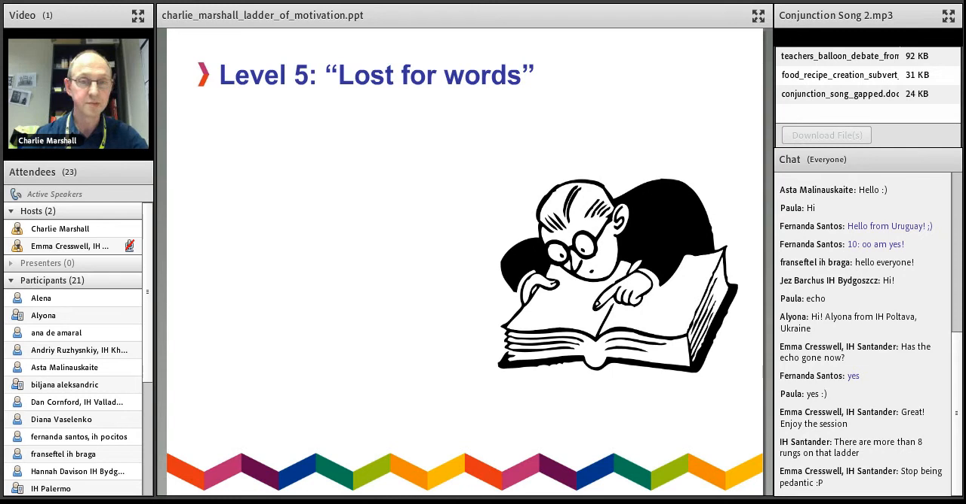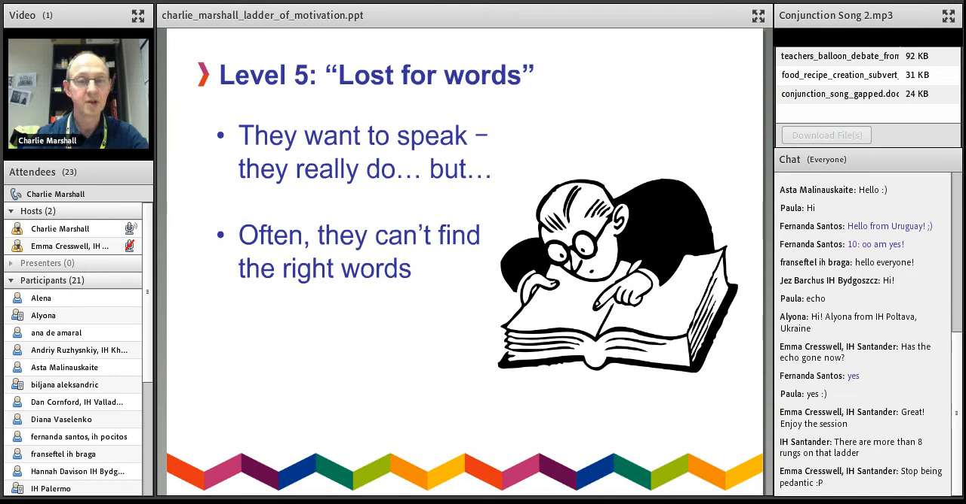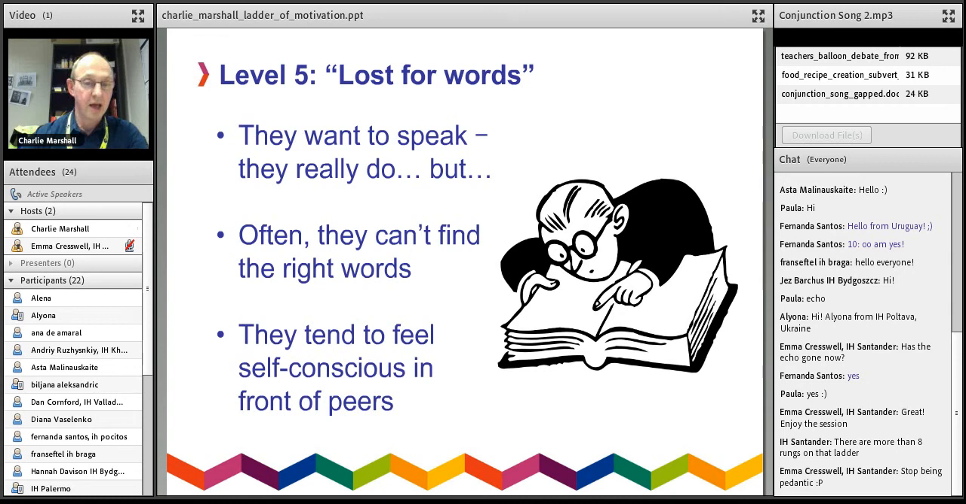I've called lost for words, and these are people who are genuinely motivated. They do really want to speak, but they often can't find the right words. So there are sort of motivational issues about speaking, and they often dry up when they're trying to speak in class. And they often feel self-conscious in front of peers. So maybe they're happy to speak on their own in the bathroom in front of a mirror, but when they're in a class with a lot of other teenagers, they don't feel so keen to speak. You also may have a group of these at the back of your classroom with a group at a higher level at the front, and these guys may sometimes hide behind your other students.